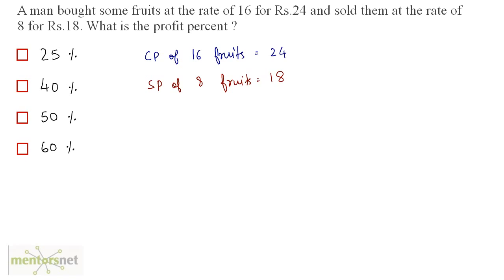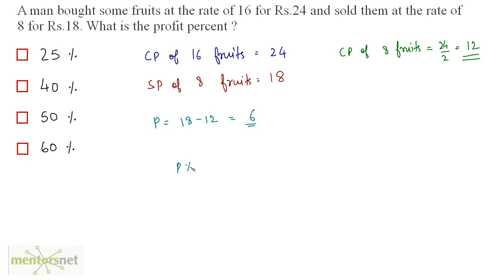So the cost price of 8 fruits will be equal to half of 24, because half of 16 is 8, right? So 24 by 2, and that is equal to 12. So 12 is the cost price of 8 fruits. Now we need to calculate the profit to calculate the profit percentage. So profit is equal to the selling price of 8 fruits minus the cost price of 8 fruits. So profit is equal to 18 minus 12, that is 6.